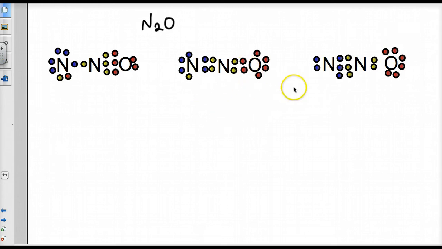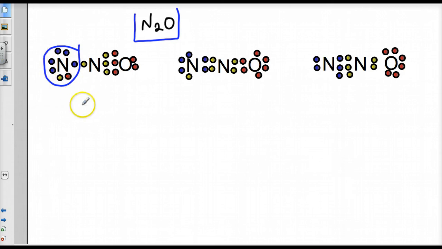Who's to say one is better than the other when they are all satisfying the octet rule? Well, formal charges come to the rescue, and help us figure out clearly which is the best structure, or in this case, what we think is the best structure. So this end is assigned 2, 4, 6, 7. It brings to the table 5 valence electrons. So 5 minus 7, negative 2.